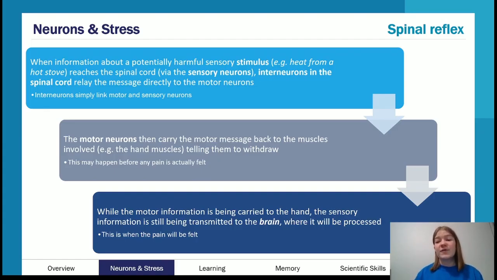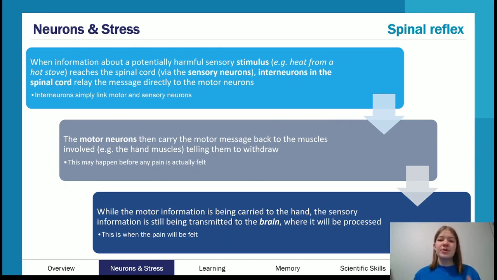So your somatic nervous system is involved there. Your autonomic nervous system is not. So when information about a potentially harmful sensory stimulus, e.g. heat from a hot stove, reaches the spinal cord via the sensory neurons, so those sensory neurons, we're thinking somatic nervous system, and then the spinal cord is central nervous system. Interneurons in the spinal cord, because all of our neurons in the central nervous system are interneurons, relay the message directly to the motor neuron.